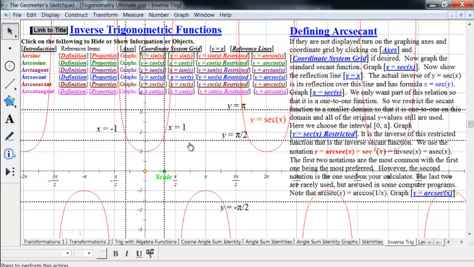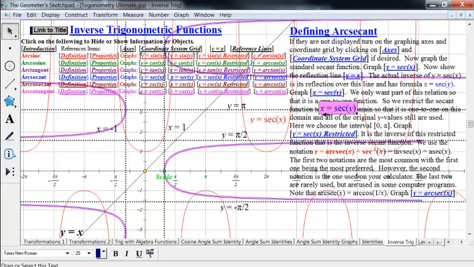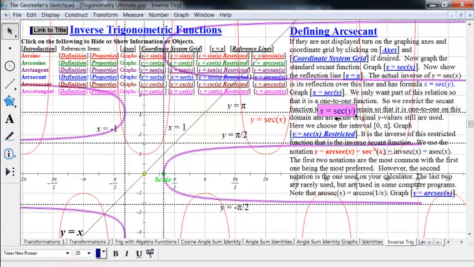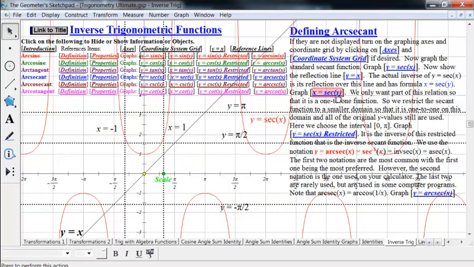Again, we can see that by looking at the line y equals x and doing the reflection of that, and we get x equals secant of y, which is clearly not a function. Okay, so let's get rid of that. So we want to keep part of this.